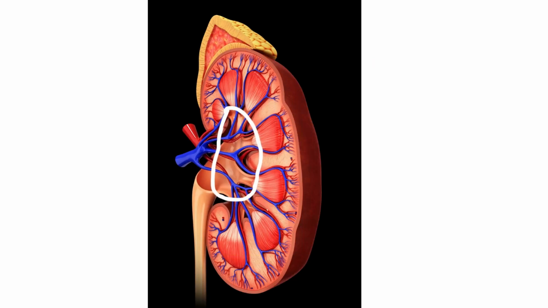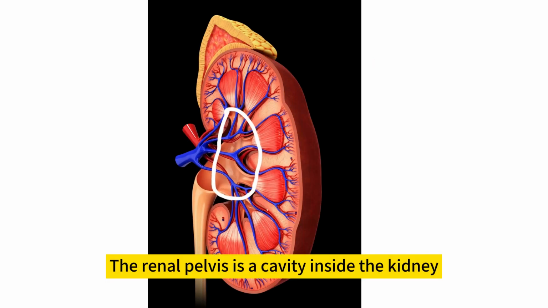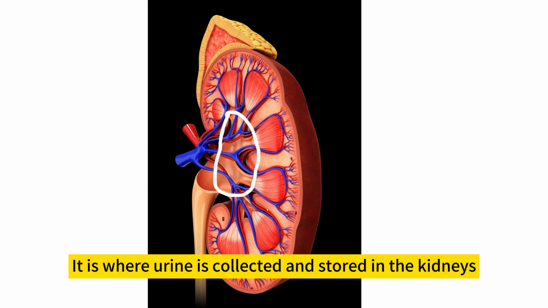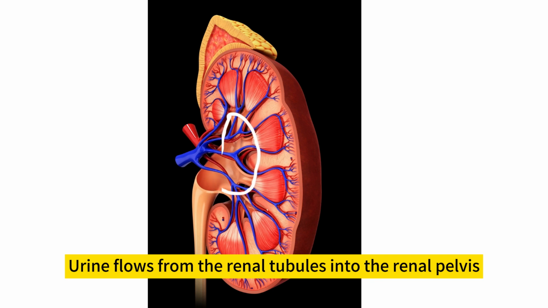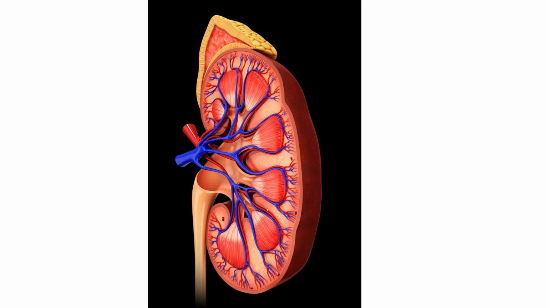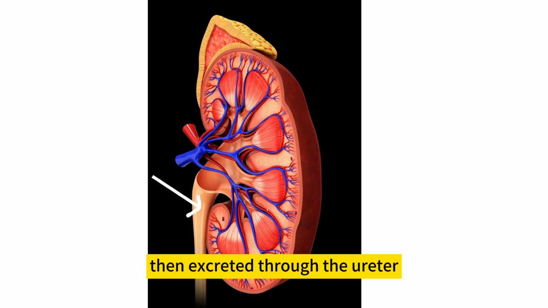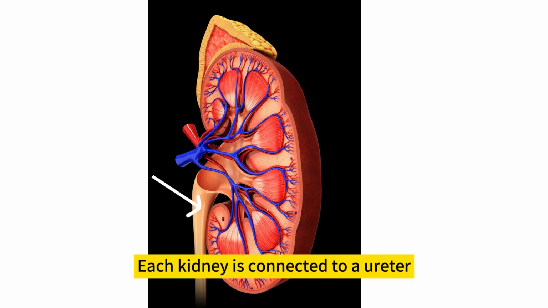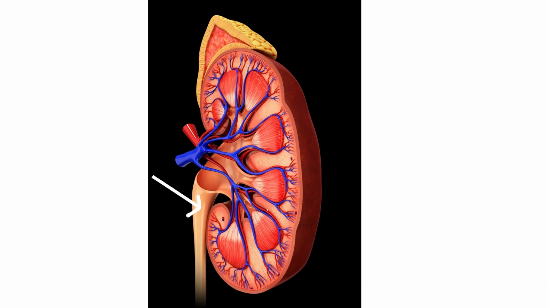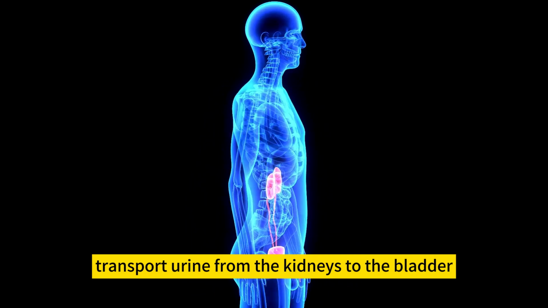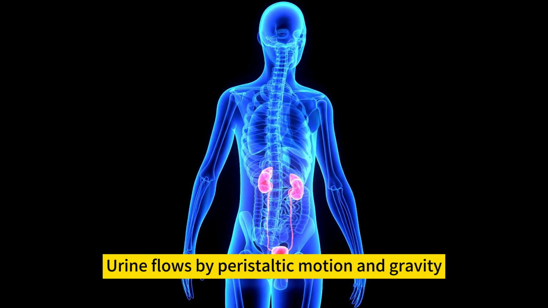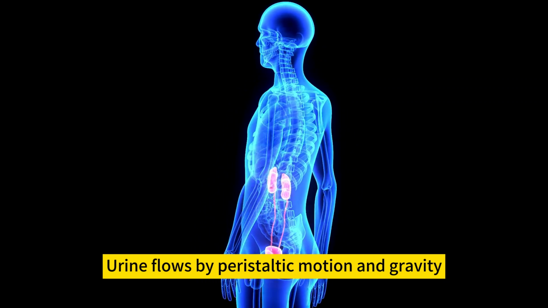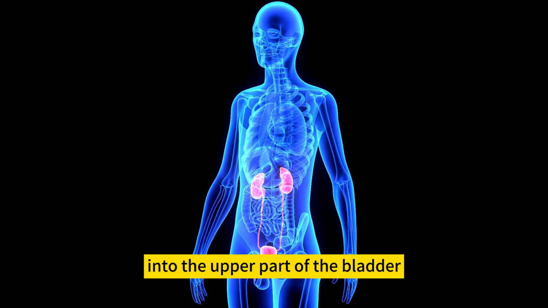Renal pelvis. The renal pelvis is a cavity inside the kidney. It is where urine is collected and stored in the kidneys. Urine flows from the renal tubules into the renal pelvis, then is excreted through the ureter. 2. Ureters. Each kidney is connected to a ureter. The ureter is a long, thin tube that transports urine from the kidneys to the bladder. Urine flows by peristaltic motion and gravity into the upper part of the bladder.